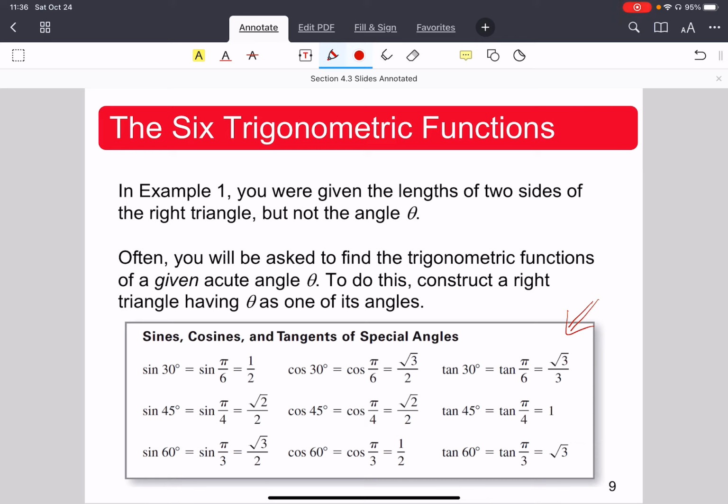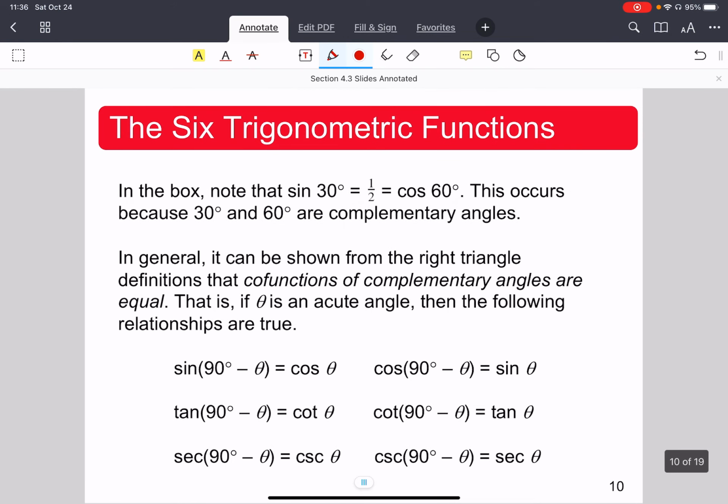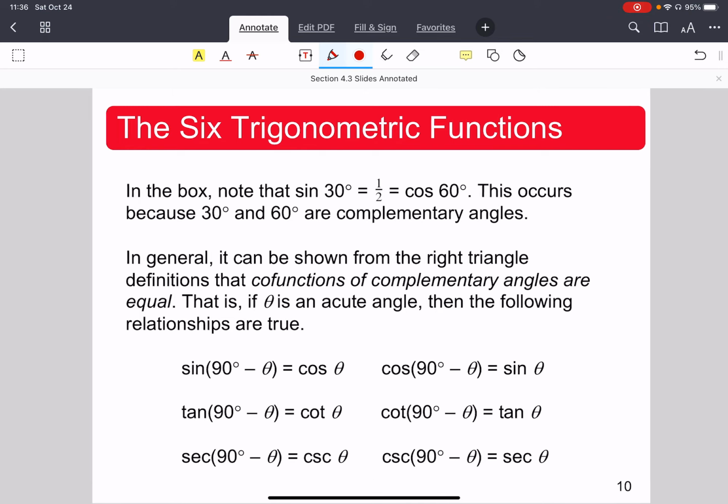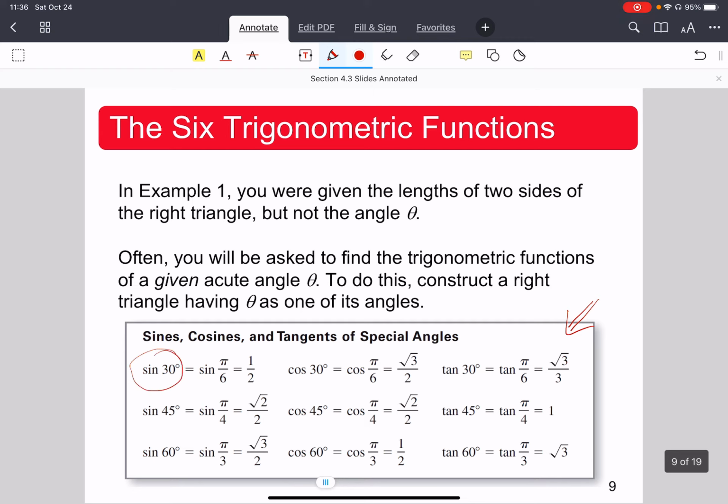So sine 30 is generally 1 over 2, sine 45 is square root of 2 over 2, sine 60 is square root of 3 over 2. Cosine is given all these values, tangent you are always going to be given. One thing to note here is that some of the values are the same. Sine 30 is 1 over 2, which happens to be the same thing as cosine 60, which is also 1 over 2. Or sine 45 and cosine 45 have the same value, right? So there are these kinds of similarities.